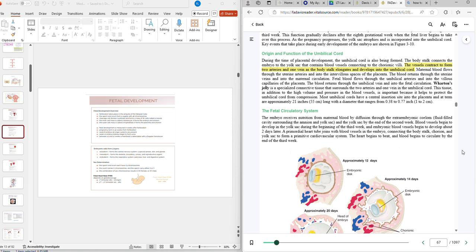Our umbilical cord is made of Wharton's jelly, so it's very like a jelly. If you've ever seen a jellyfish, that gel-like tissue, that's how the umbilical cord feels. Very juicy and gooey feeling. So if you've ever seen one, you know what I'm talking about.